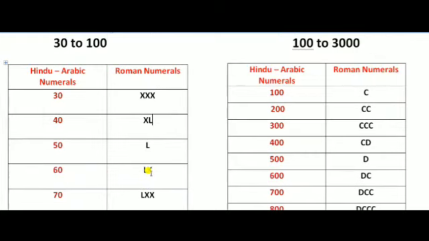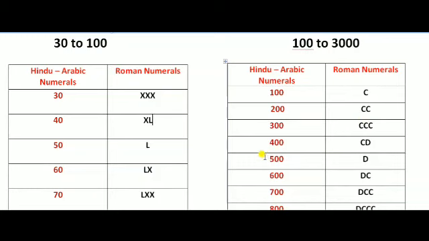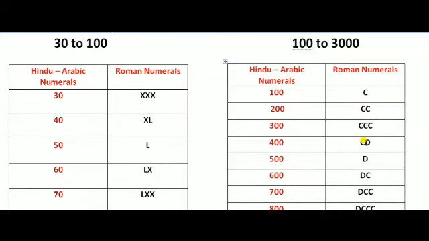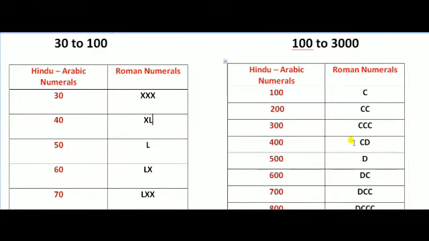100 is C. Same way, 100 to 3000. 100 is C. 200 is repetition of C twice. 300 is repetition of C thrice. We can't repeat more than three times, so now 400 we will not write CCCC, but it will be CD. So here we have a change. Again we use the concept of subtraction: the lower value from the higher value. So it is CD.